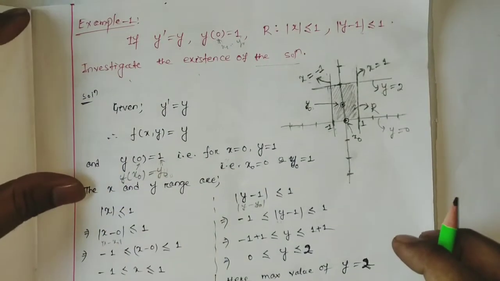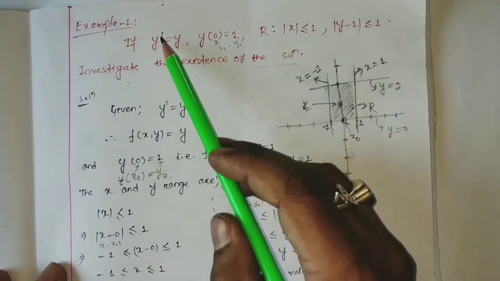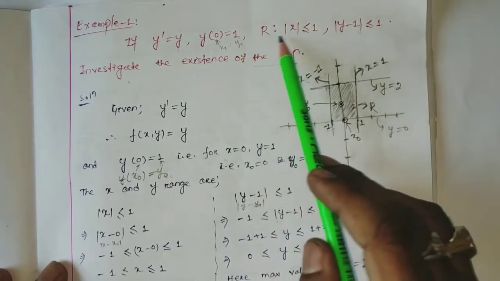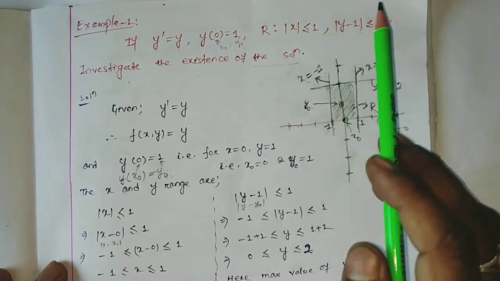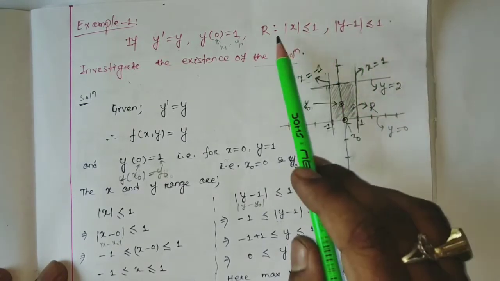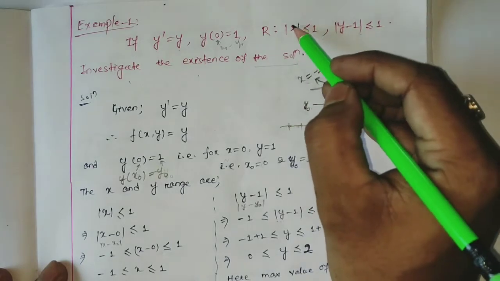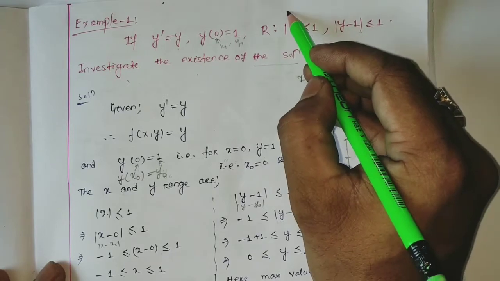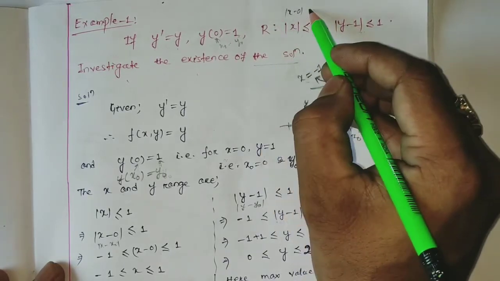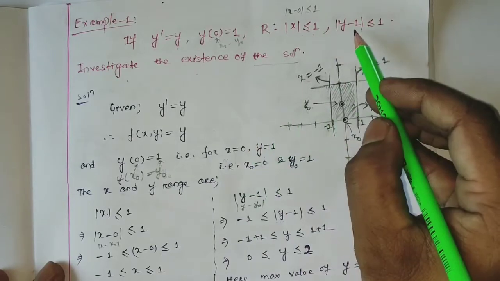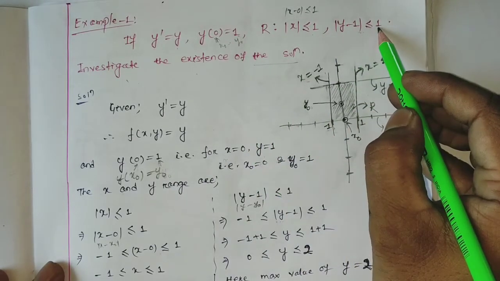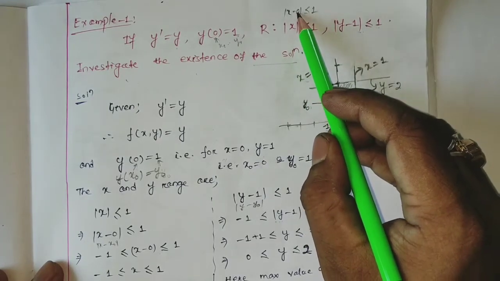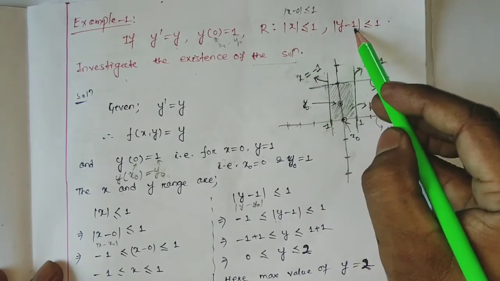So in this question, it has been given that y' = y, y(0) = 1, and the region is this one. So first of all, we are going to draw this region. It is given that |x − 0| less than or equal to 1. Here |x| less than or equal to 1, and here |y − 1| less than or equal to 1. So for this case, x0 is 0, y0 is 1.